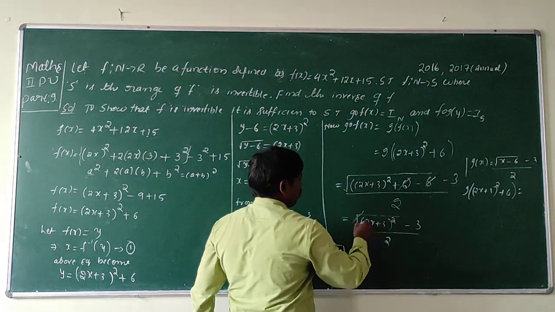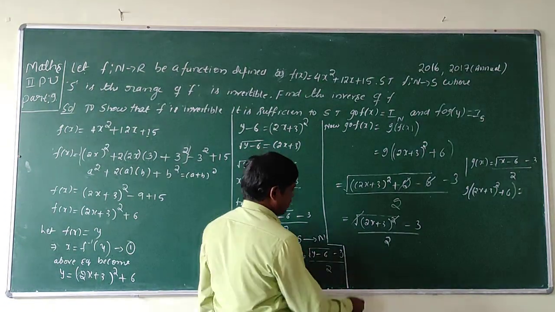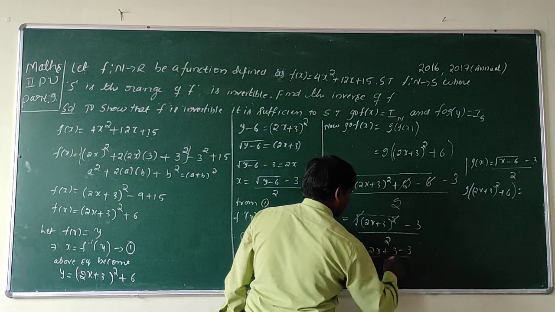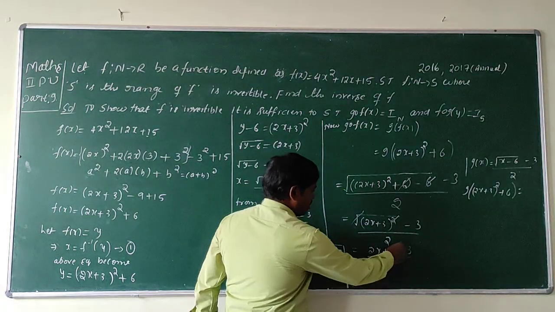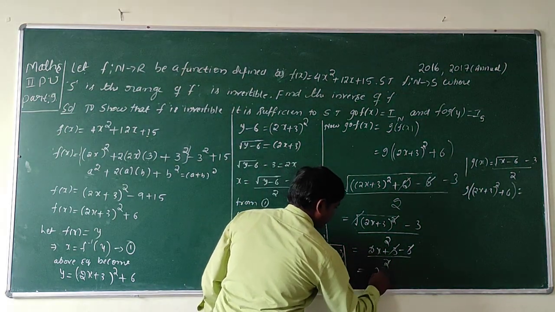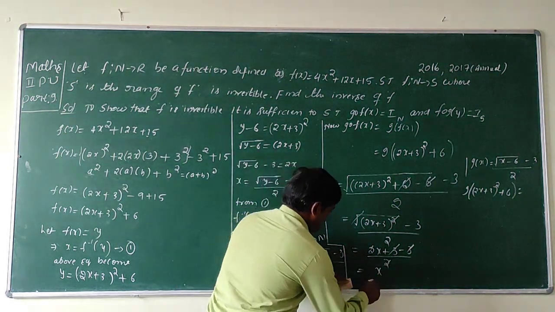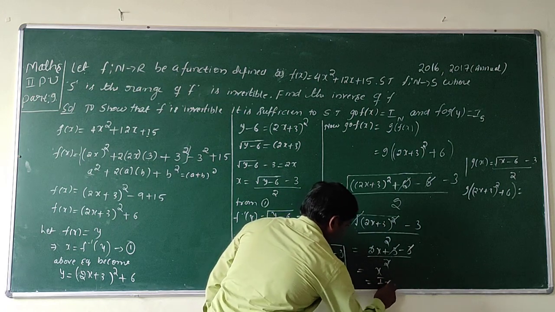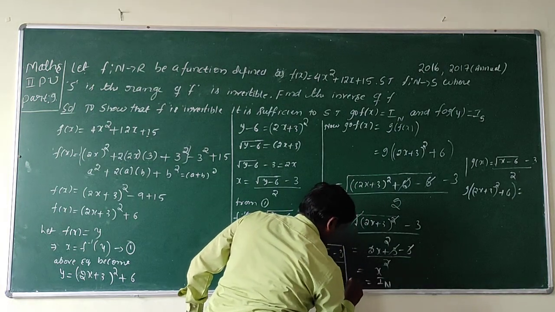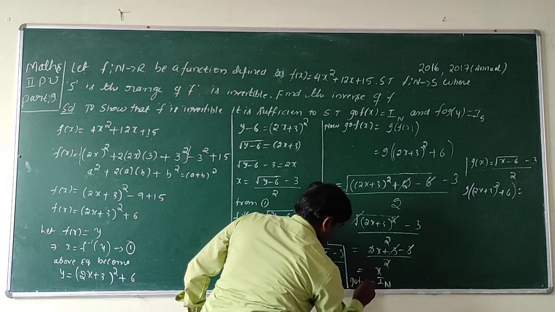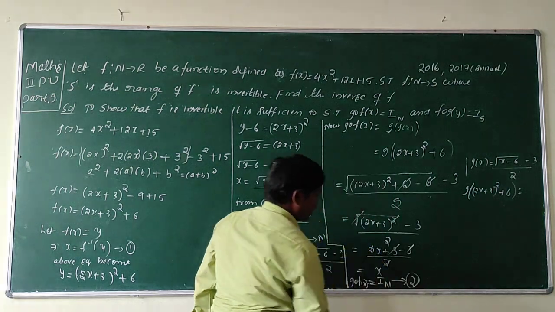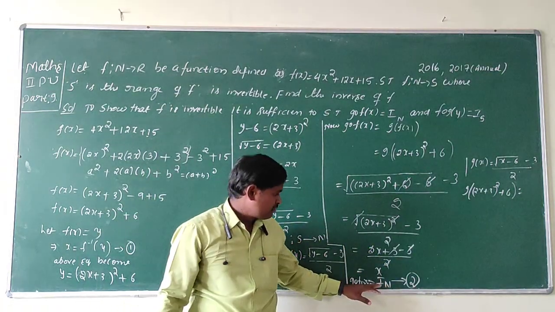Now root and square get cancelled. So we are left with 2x plus 3 minus 3 divided by 2. Now plus 3 minus 3 get cancelled, and the 2 gets cancelled. So we are left with x. That is equal to the identity function of N. So g circle f of x is equal to the identity function of N. This is equation 2.